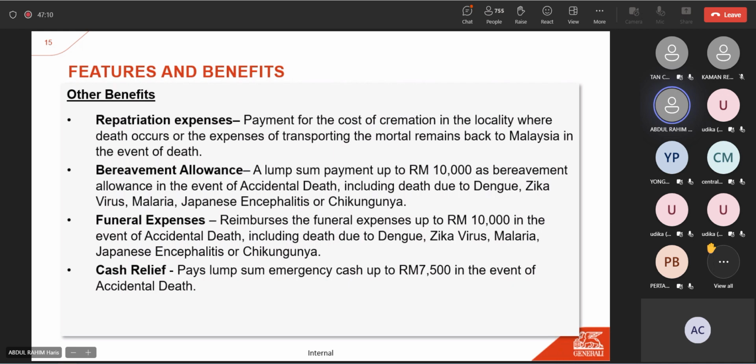Likewise, funeral expenses is also paid on top of the principal sum insured. So bereavement allowance is paid out, funeral expenses is paid out as well, and also cash relief is paid out on top of your principal sum insured in the event of accidental death. So all these three are additional payouts. Again, depending on the plan that you choose, there are slightly different limits. You can refer to the brochure and the benefit table to see the limits based on the plan that is purchased.